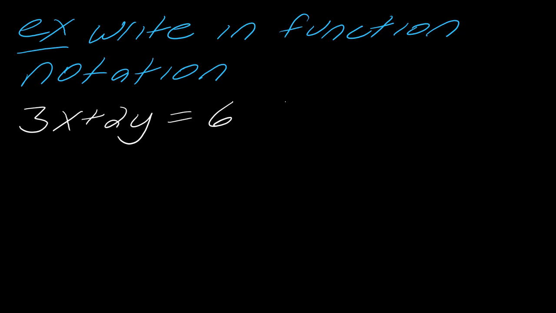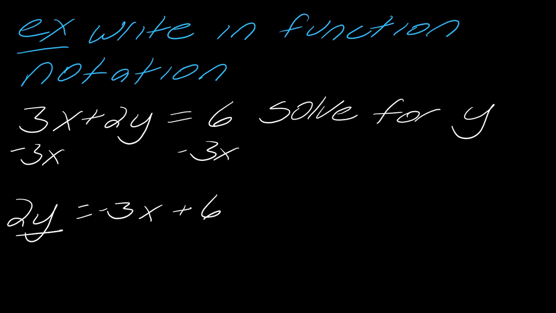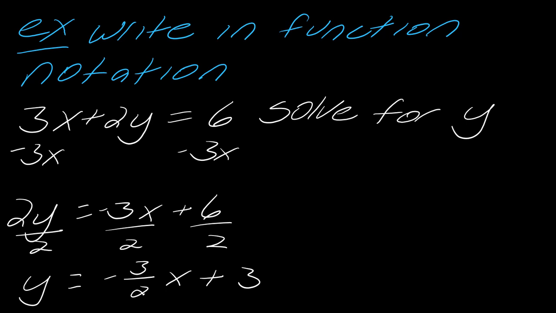So what happens if I solve for y? Negative 3x plus 6, and then I divide all parts by 2. I get y equals negative 3 over 2 x plus 3. So this is really just a line, right? This is an equation in mx plus b form. A line is definitely a function, and since I've written this now in terms of y, I can replace this with f of x.